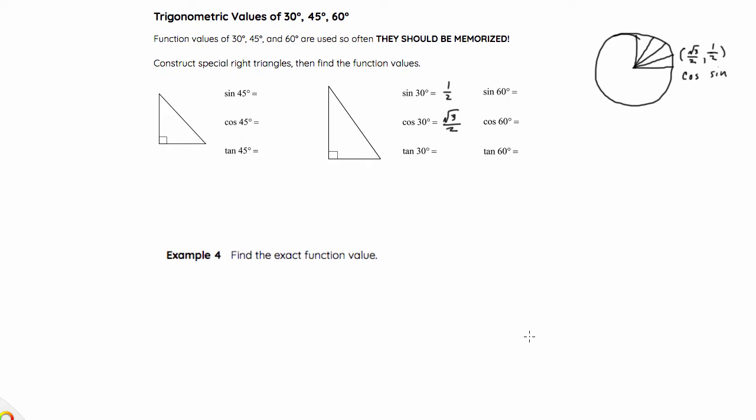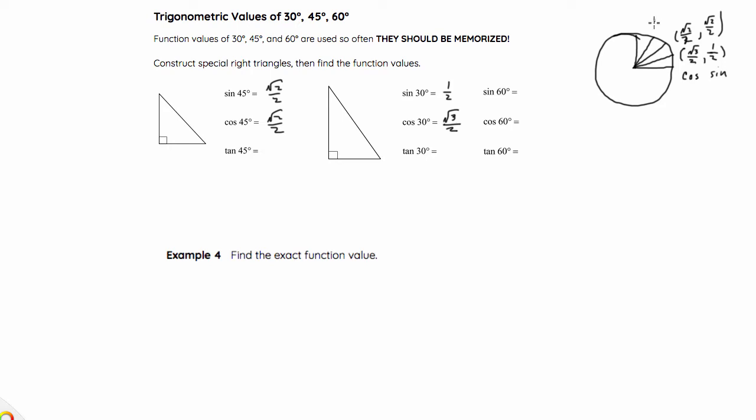All right, let's do the 45. The point located at this position at 45 is root 2 over 2. I put my comma a little too early, I'll put it over there. And then the other value is also root 2 over 2. So that tells us that both the sine and the cosine are root 2 over 2.